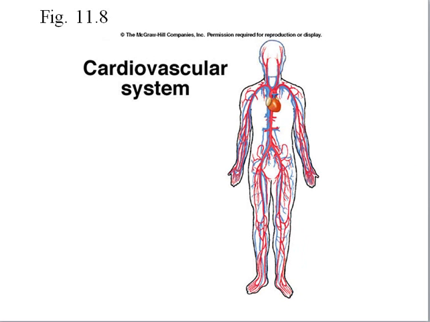The cardiovascular system is also known as the circulatory system. It's composed of the heart, various blood vessels, and the blood. Substances are picked up at various locations and transported elsewhere in the body. For example, oxygen is picked up in the lungs, transported to all the cells of the body. At the cells, carbon dioxide is picked up and then carried back to the lungs where it can be exhaled.